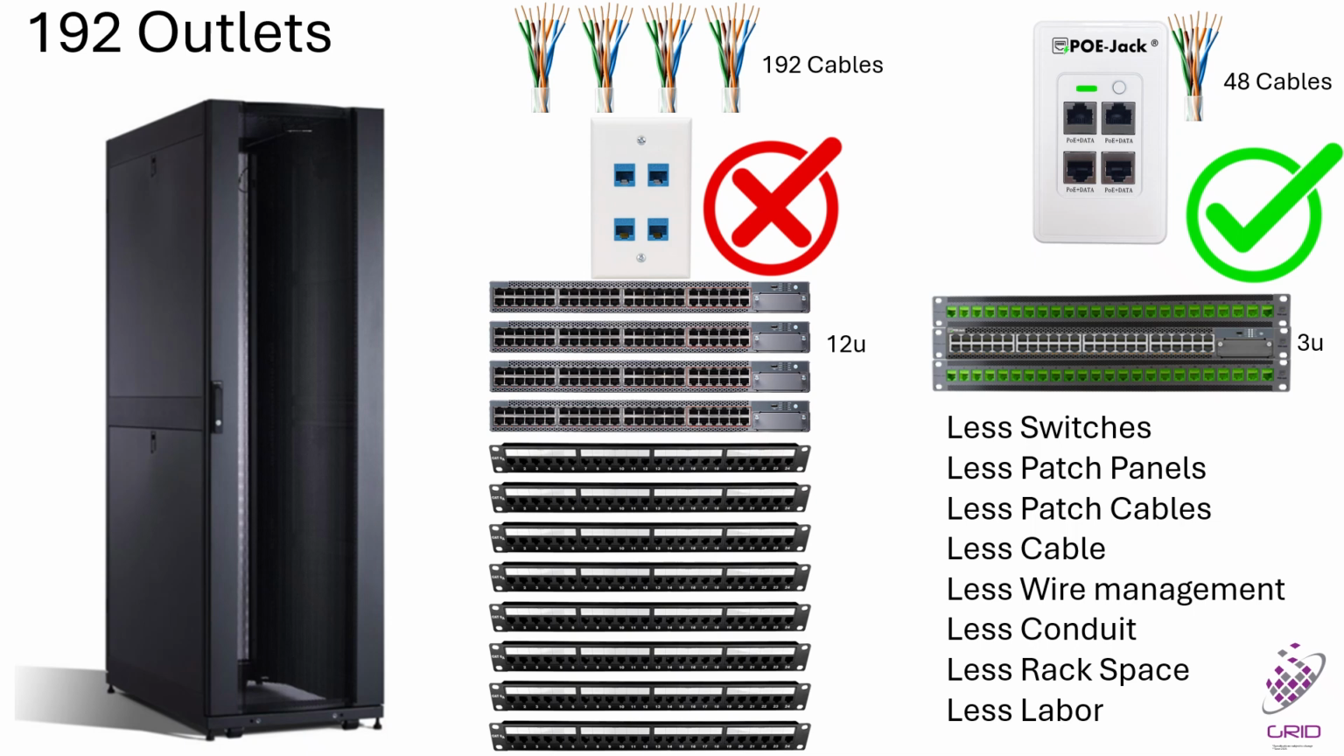On the back end, it frees up a lot of cabling. So in this application, 192 outlets traditional would require 192 home run cables, 192 jacks going into various wall plates, and that would, between switches and patch panels, would take 12 U of rack space. Using an active POE-Jack, that'd be 48 home run cables, 48 active POE-Jacks, and only 3 U of rack space for that switch and 2 patch panels. So a lot less switches, patch panels, patch cables, cable, wire management, conduit, rack space, and labor. All too often, people need more rack space.